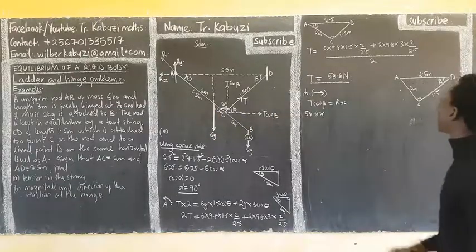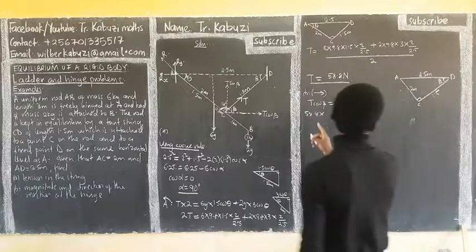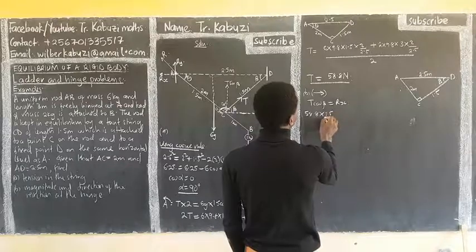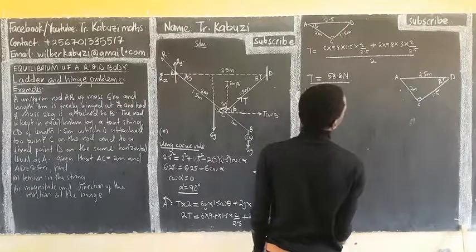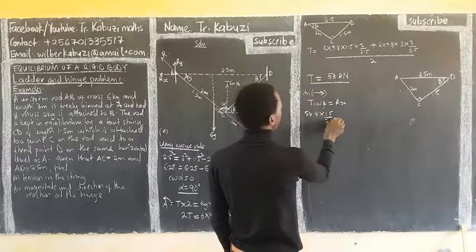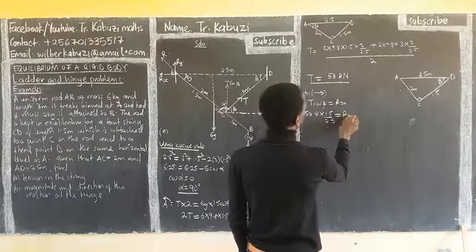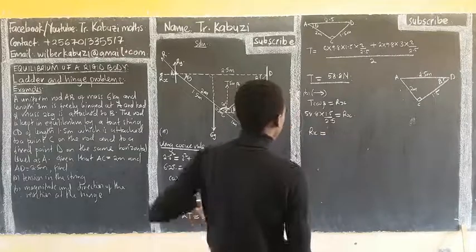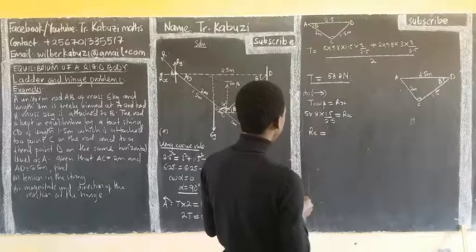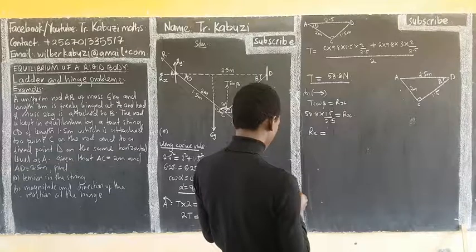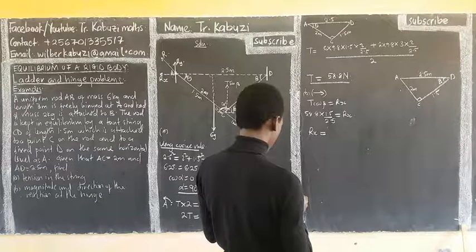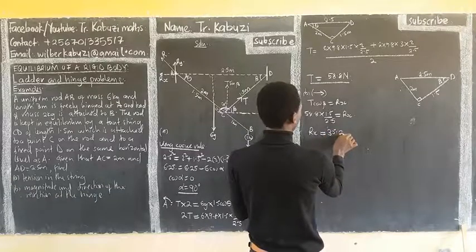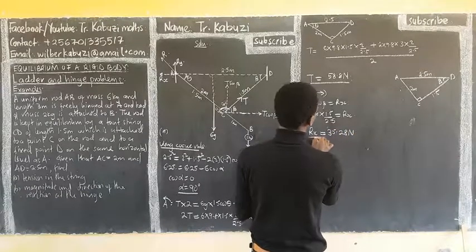So I can get my cos beta. My cos beta is given by adjacent, which is 1.5, over the hypotenuse, which is 2.5, and that will give me my Rx. So from there, my Rx is going to be, so here I'm getting 35.28 newtons. So that's the horizontal reaction.